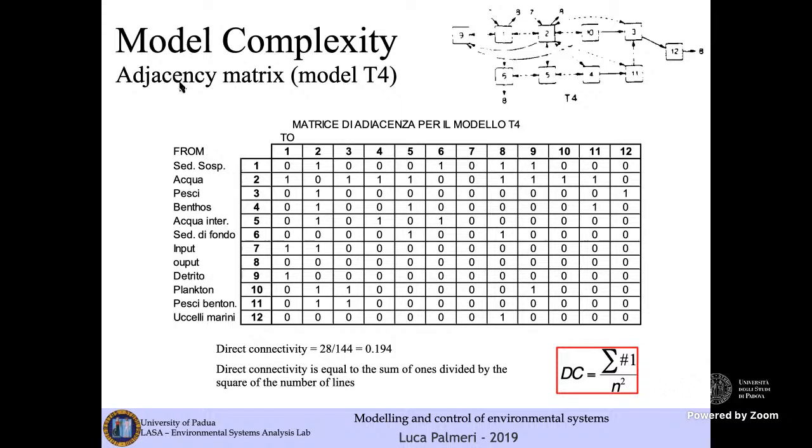we will produce an adjacency matrix that is typically a matrix like this one, in which we have the state variables on the rows, and the state variables on the columns. And we put 1 if there is an interaction, so if there is a flow connecting the state variables, and 0 if there is no interaction. This matrix, that is the base matrix for starting the evaluation of complexity of a model, is called the adjacency matrix. In particular, this matrix is the matrix describing model T4.